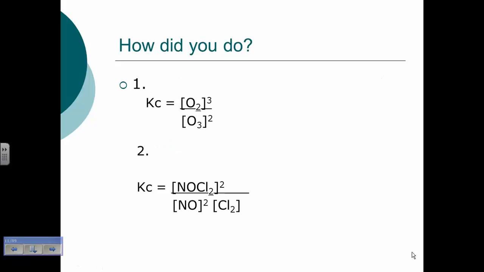How'd you do? In our first example, Kc, I'm using brackets because it asked me to represent the concentration equilibrium. Kc stands for brackets. Those represent molar units, capital M for molarity. We said the molarity of oxygen, molecular oxygen O2, cubed, set over ozone squared. Products over reactants. Stoichiometry becomes the power with which we raise.